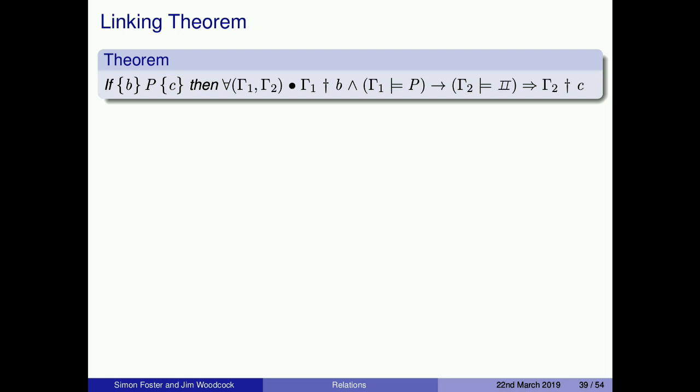It means that for any two evaluation contexts, gamma 1 and gamma 2, if B satisfies gamma 1 and we executed P from state gamma 1, then in the final state, C will satisfy gamma 2. And that's the intuitive operational meaning of a Hoare triple, right? If I start a program in a state that satisfies B, then when I execute it, I'm guaranteed to end up in a state that satisfies C.